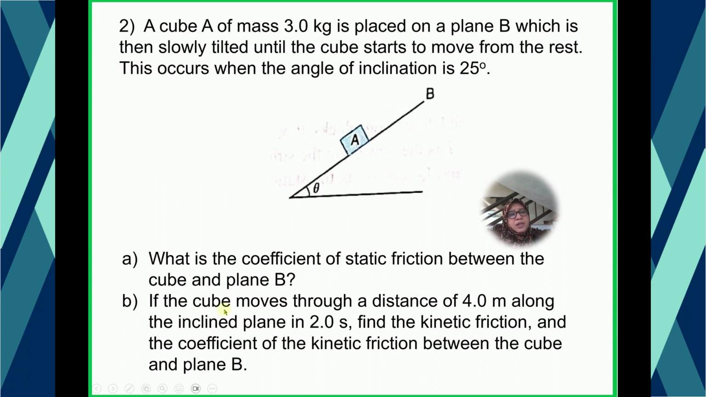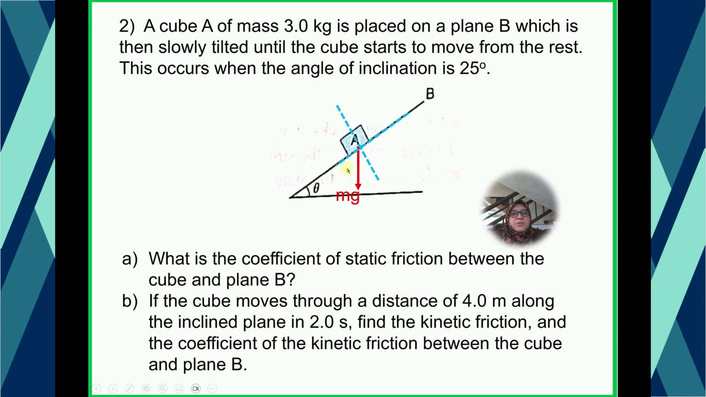For question B, if the cube moves through a distance of 4 meters along the inclined plane in 2 seconds, find the kinetic friction and the coefficient of kinetic friction between the cube and the plane B. So we do question A first. We choose the Cartesian plane, with the x-axis along the inclined plane B, and the y-axis perpendicular to the inclined plane.